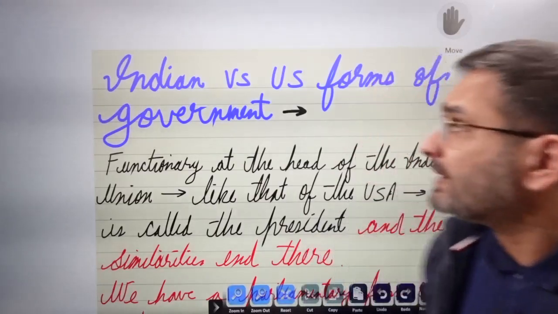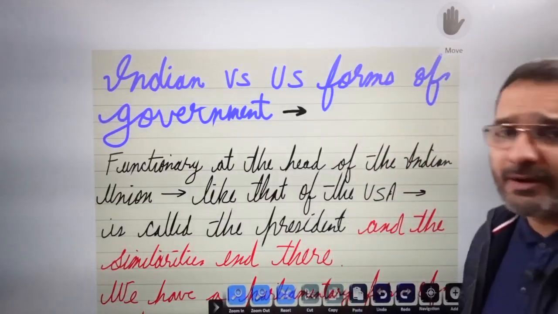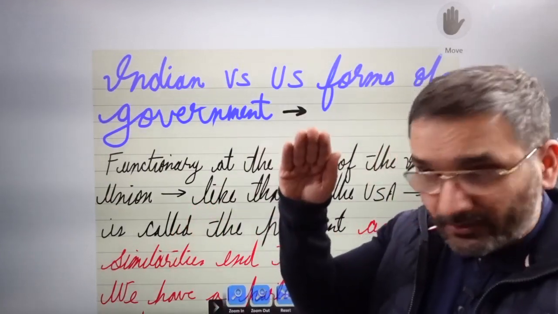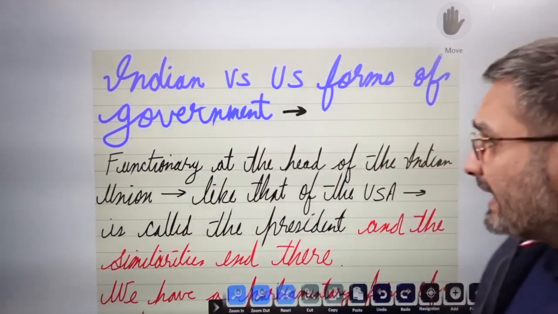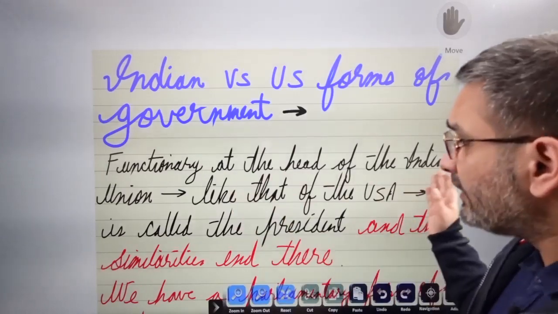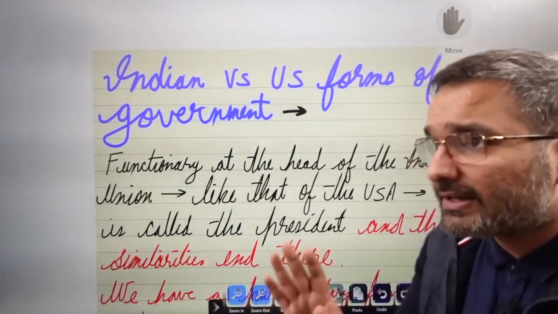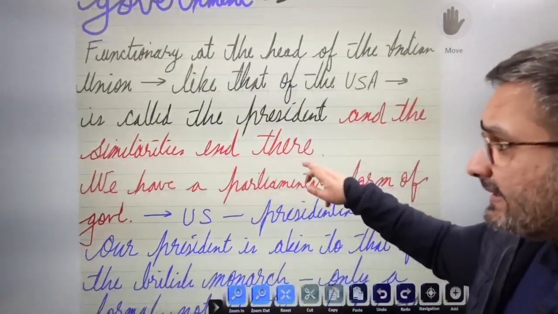Okay, so now let us compare the Indian versus US forms of government primarily on the level of the president. Remember, all of these lectures are related to the president. So functioning at the head of the Indian Union, like that of the USA, is called the president, but that is where the similarities end.